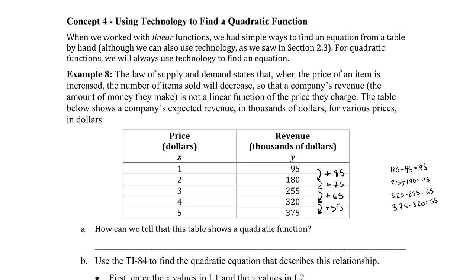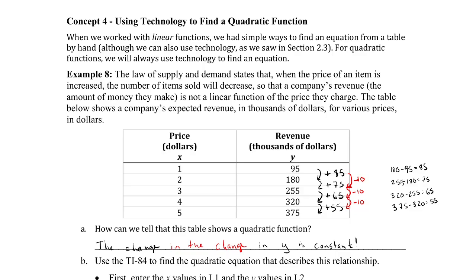So when we add $1 to the price, we don't add the same amount to the revenue every time. But notice the pattern in these numbers. 85 minus 10 is 75. 75 minus 10 is 65. 65 minus 10 is 55. And so in the table we see that the change in y is not constant, but the change in the change in y is constant. We know we expect a quadratic model. Now we're going to use the calculator to figure out what that equation is.